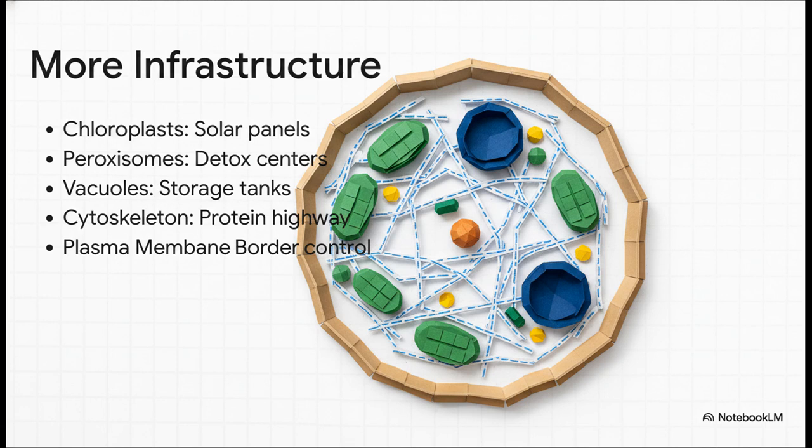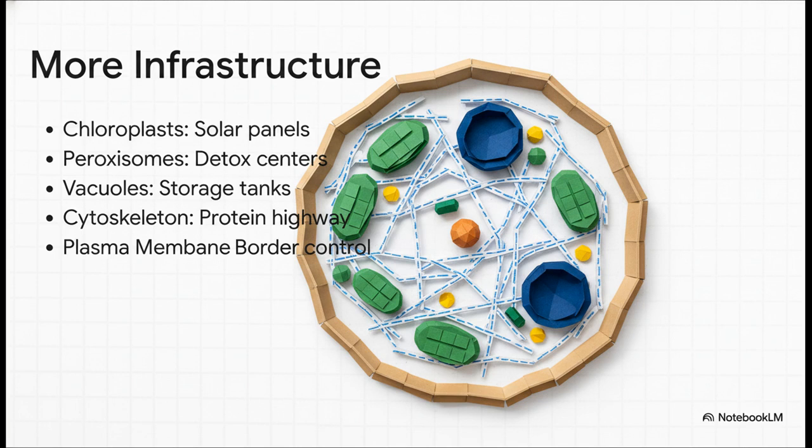The sheer level of complexity required to sustain multicellular life is just staggering. For instance, if you're a plant, you have chloroplasts acting as massive solar panels for photosynthesis. Cells also rely on peroxisomes, which are basically chemical detox centers that neutralize dangerous byproducts like hydrogen peroxide. Then there are vacuoles. These are massive storage tanks holding water and nutrients to keep the cell balanced. And literally connecting all of this together is the cytoskeleton, a sprawling structural protein highway that gives the cell its shape and manages internal traffic.